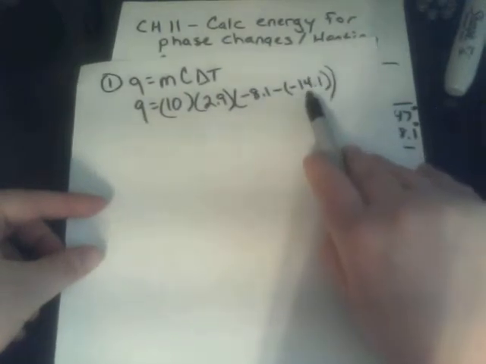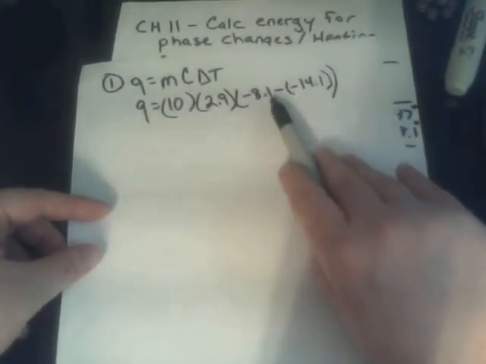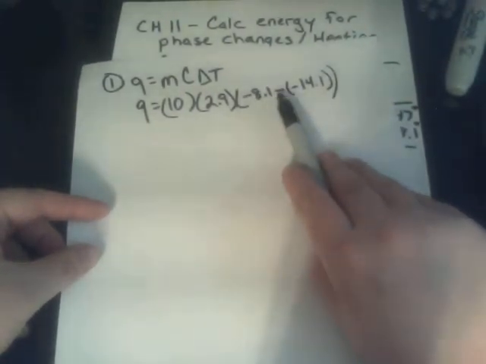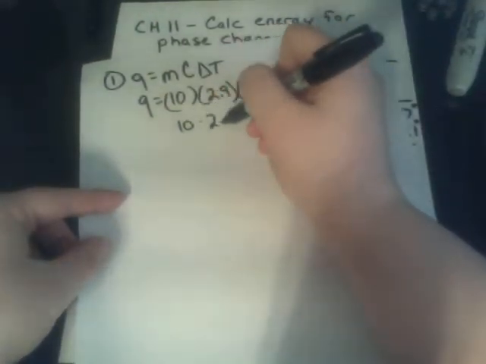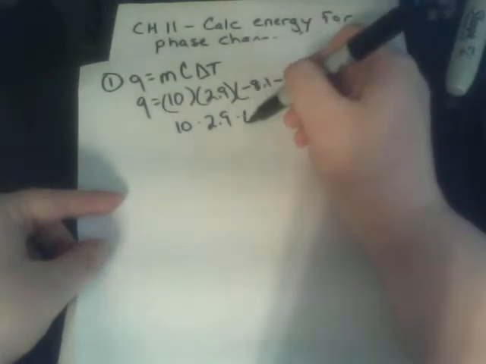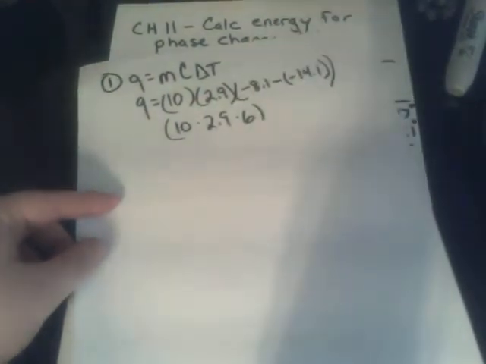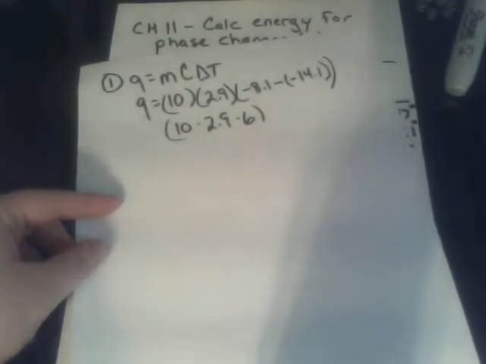So final minus initial. This is going to end up being a positive number, positive 6. So it's really going to be 10 times 2.9 times 6. Again, I'm doing this with you guys. You should be doing this with me too. 10 times 2.9 times 6.